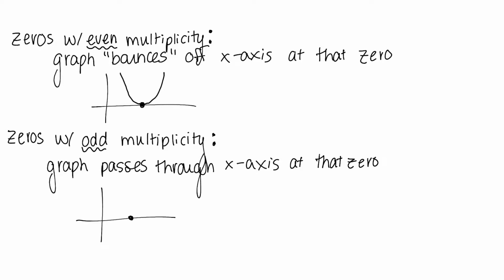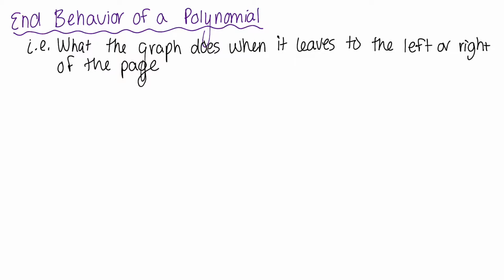So here's my 0, or my x-intercept, and it's just going to pass through the x-axis instead of bouncing. Now let's talk about a concept called end behavior. So the end behavior of a polynomial is essentially what it does when it leaves to the left or right of a page.